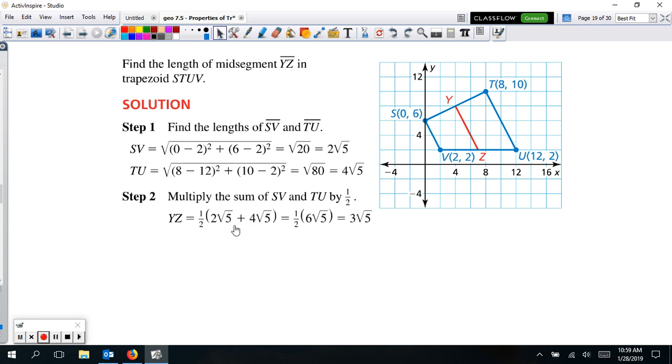They have the half times the sum of those two. Since they're under the same radical, they are like radicals, so we can say 2 plus 4, giving us 6 square root of 5. Half of that would be 3 square root of 5. So that's our answer for YZ in terms of a radical. If we wanted a decimal form we could, but it didn't ask for decimal form or say to round to the nearest tenth or hundredth, so we're just going to leave it in radical form.